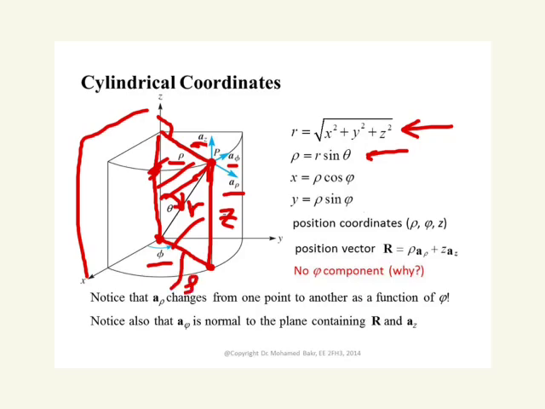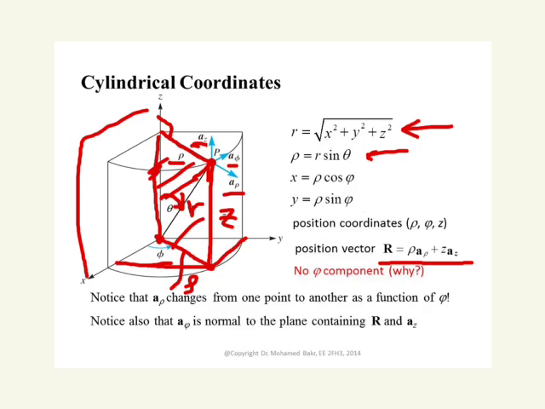Okay, so if you know the angle phi, if you project it in this direction, you get x. If you project it in this direction, you get y. So we know that x is equal to rho cosine phi, and y is equal to rho sine phi. Now, the position vector r, and this is a little bit different from Cartesian coordinates, does not have a component in the direction of phi. It's given only by two coordinates, rho, a rho, and z, a z.